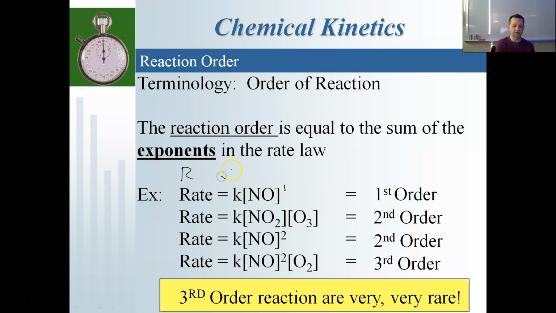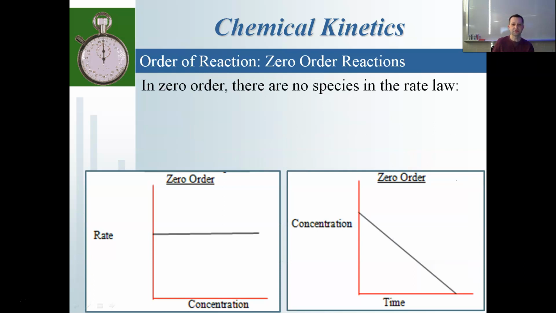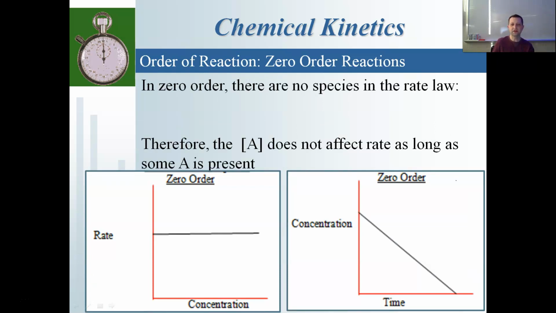Rate is equal to just K, and that is a 0 order. There are no concentrations in that rate law, so there are no exponents. So rate is just equal to K, a constant, and that is a 0 order reaction. Let's take a look at those real quick. In 0 order reactions, there are no species in the rate law other than your rate constant. So the concentration does not affect the rate as long as there is some present. In this case, I just have the generic substance A. If there is no concentration of A in the rate law, then the concentration of A doesn't really matter. So rate is just equal to K.